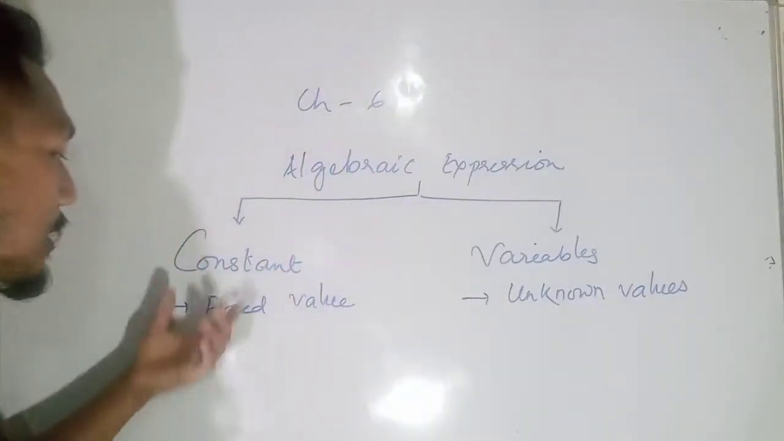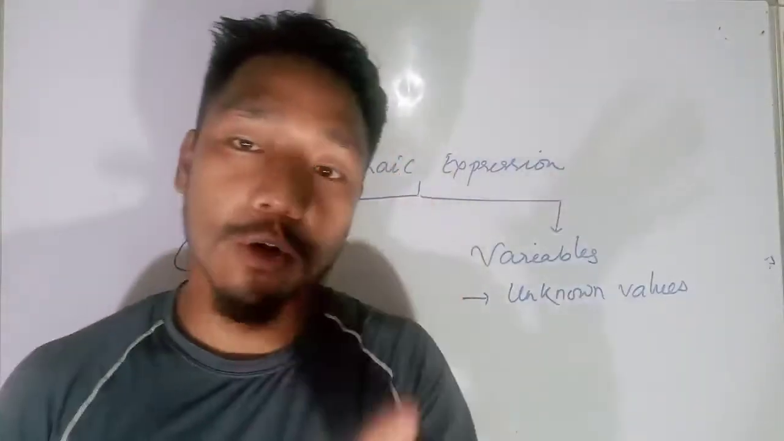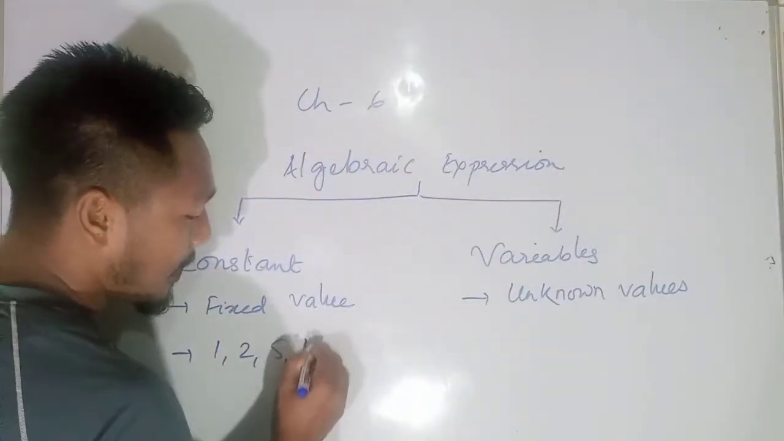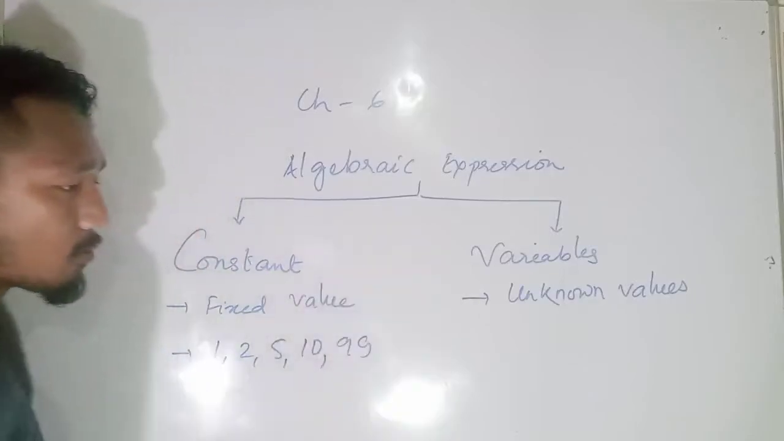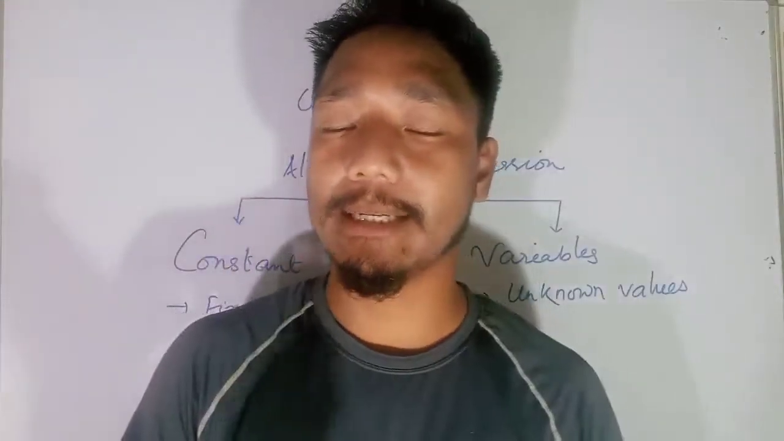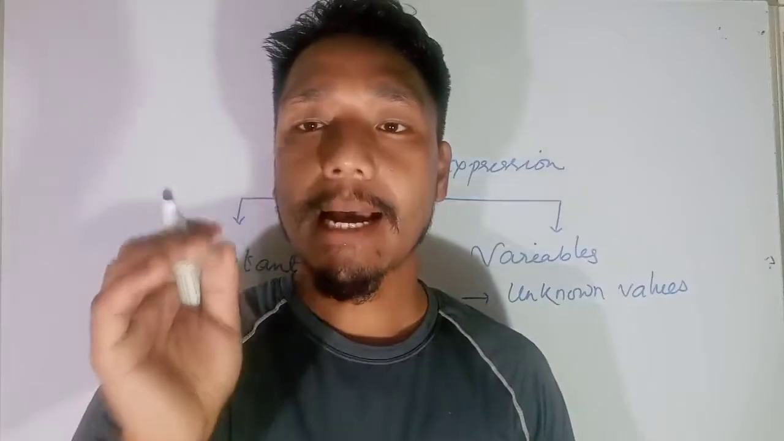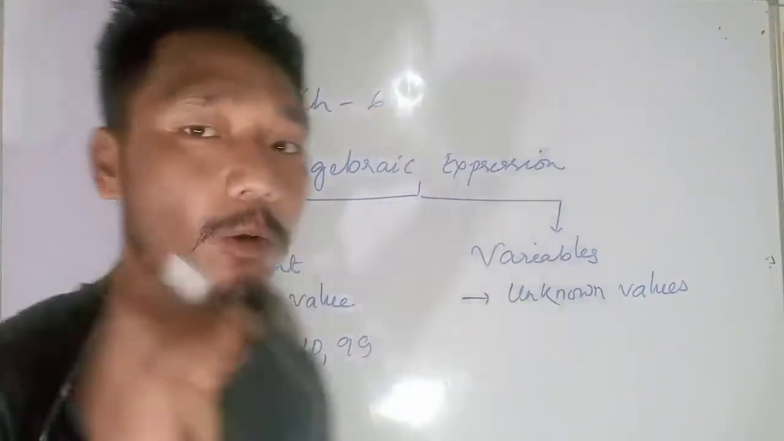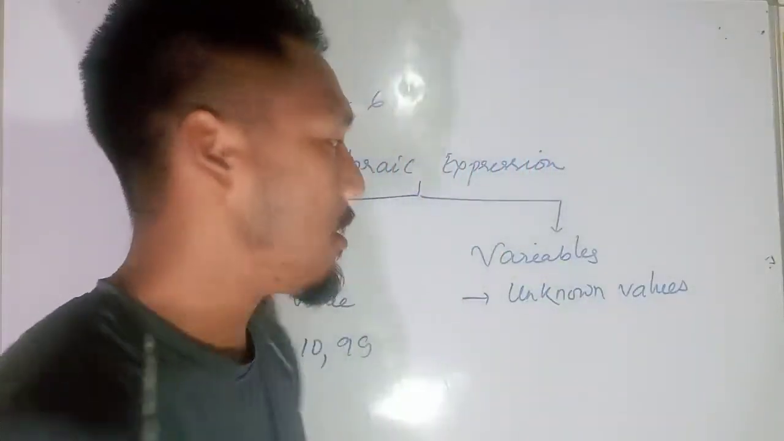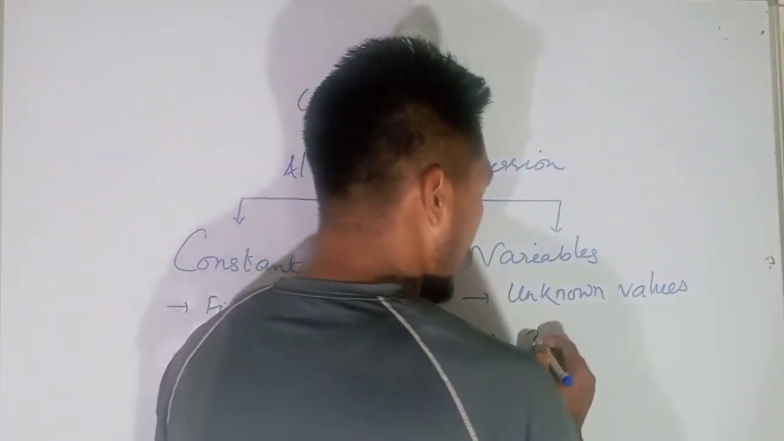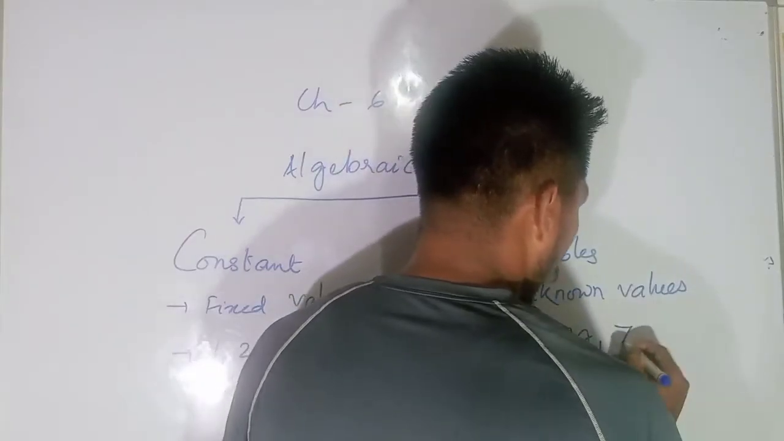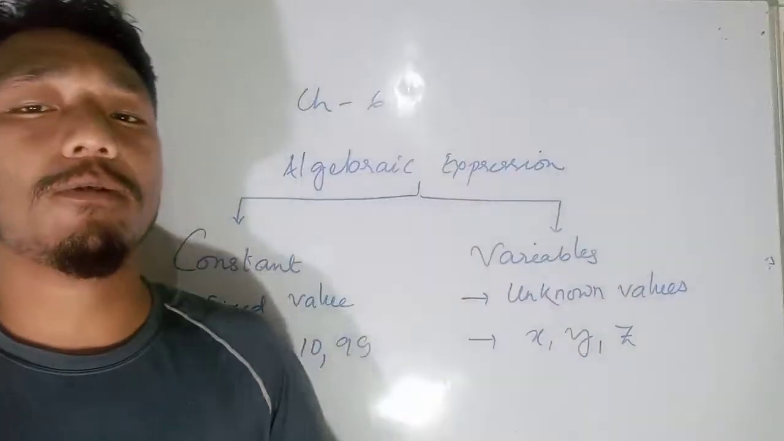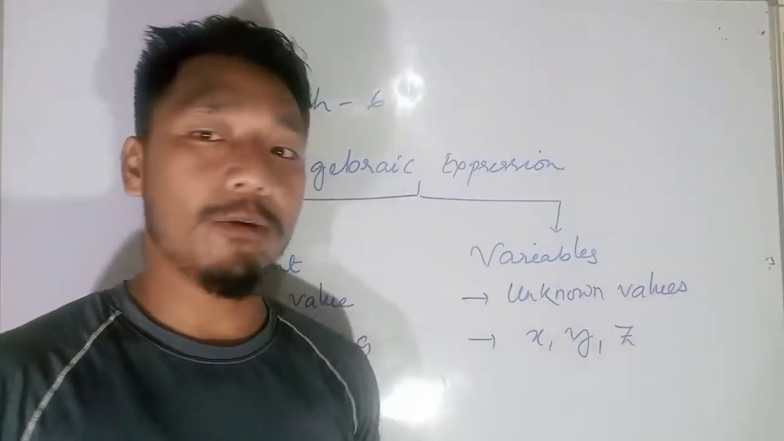When we talk about a constant, it is fixed, we know it. We talk about terms like 1, 2, 5, 10, 99. All the integers are known as constant values. But unknown values are those numbers whose values we don't know. Such types of values are known as unknown values.